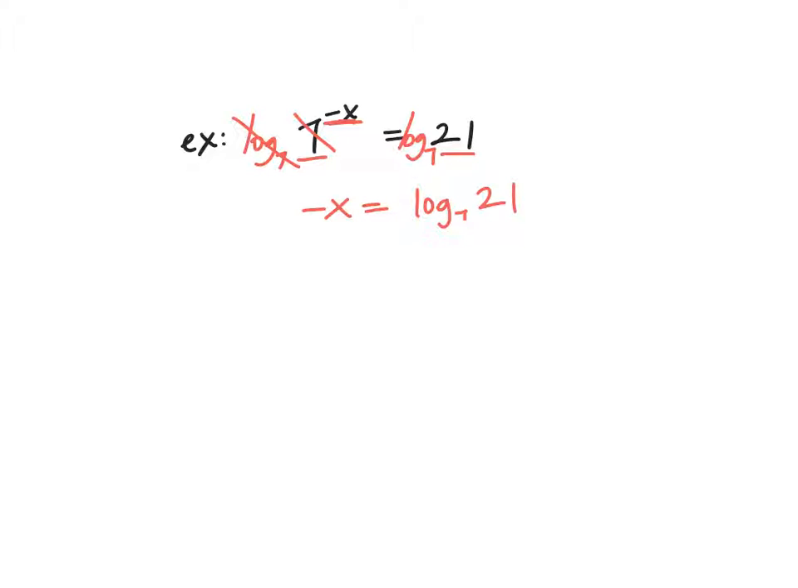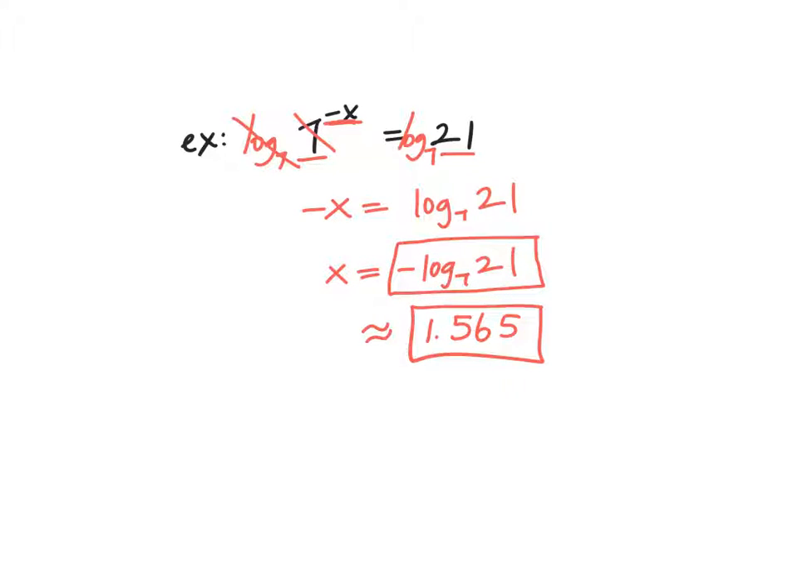Divide both sides by negative 1, or multiply by negative 1, and x equals negative log base 7 of 21. That would be your final answer in a non-calculator portion. If it's a calculator portion, you would type it in, and rounding to 3 decimal places, you would get 1.565.